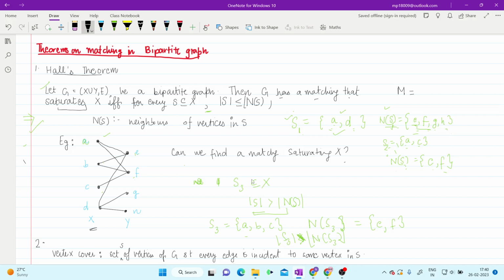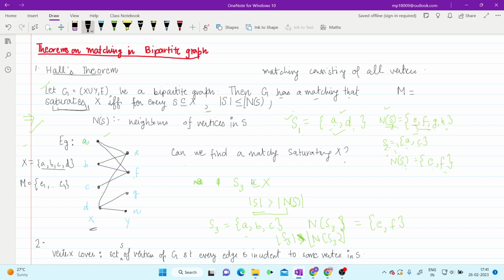So see, X is the first bipartition A B C D. So G has a matching that saturates X means that we want to saturate X. So what is a matching? A matching is basically some collection of edges such that each vertex is adjacent to at most one edge. Now a matching that saturates X means a matching that consists of all the vertices of X. So replace saturation by matching consisting of all vertices of X.